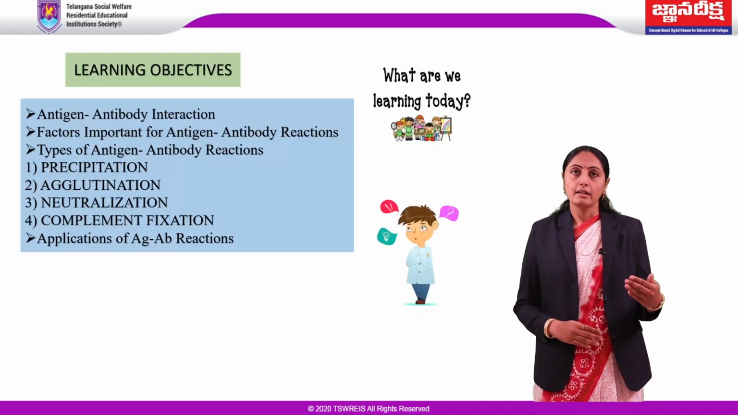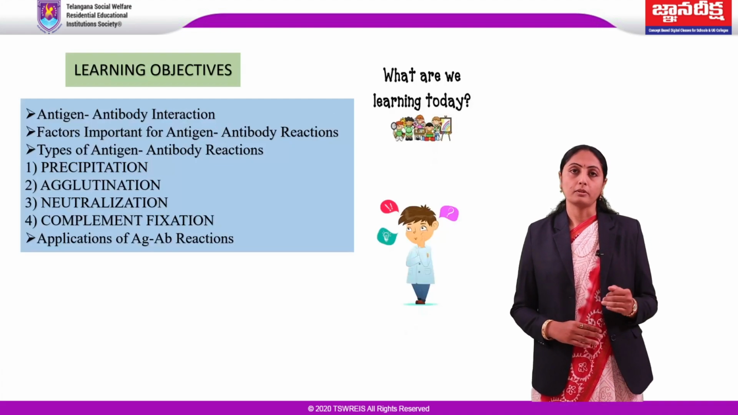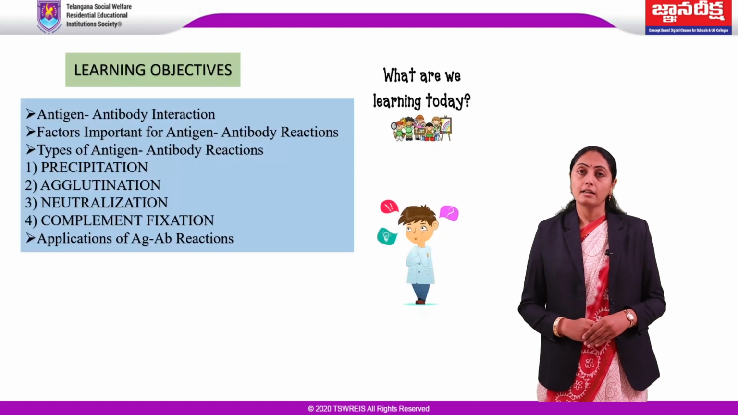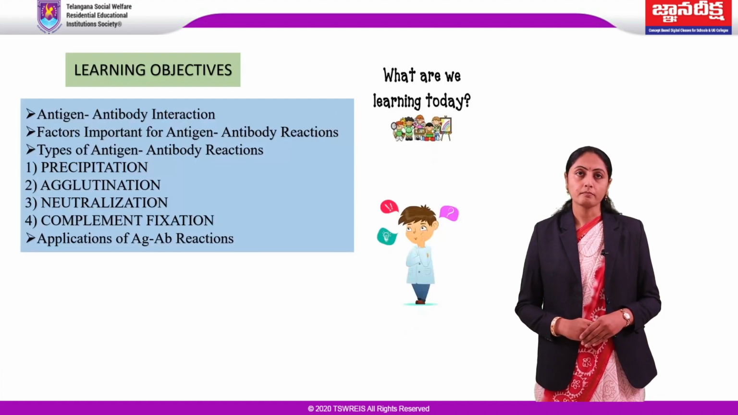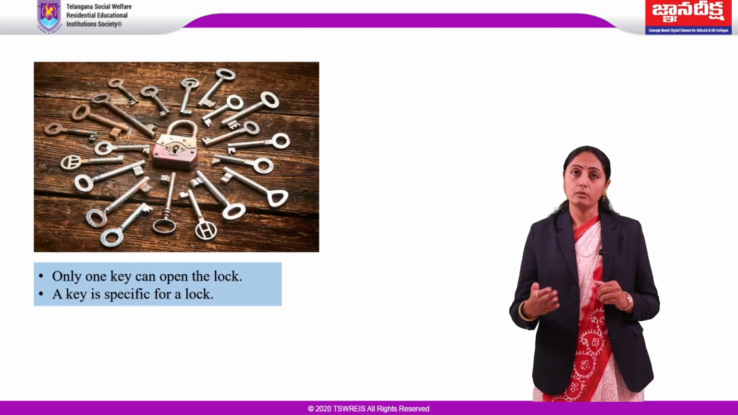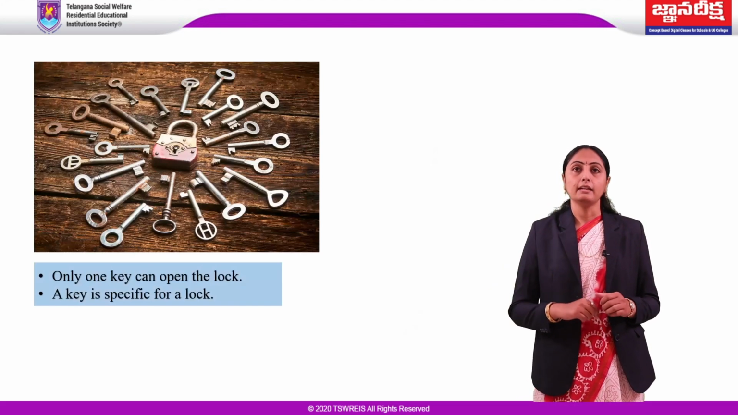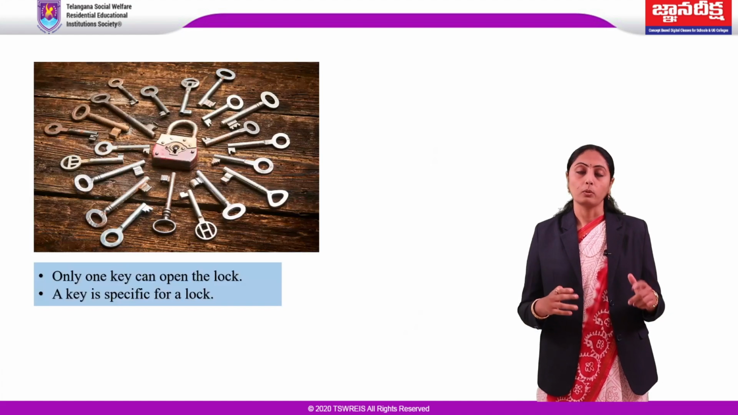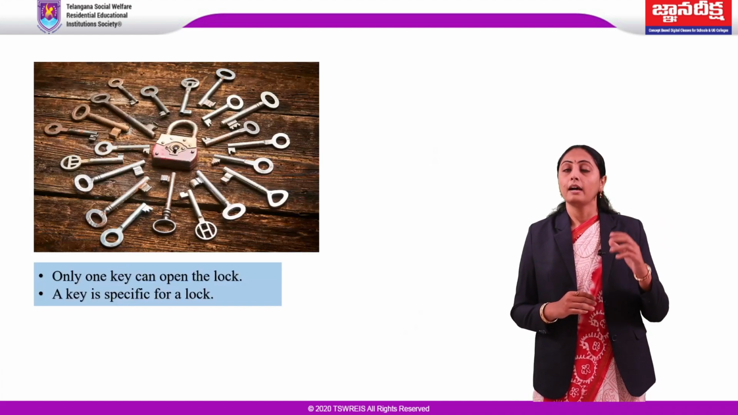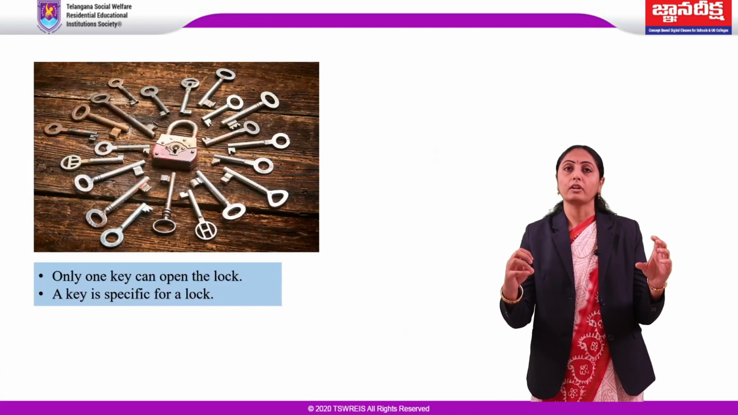Before we start off, let's understand the concept of antigen-antibody interaction by taking a simple example. In this figure, from all the different types of keys surrounding this lock, only one key can open the lock. So, a key is specific for a lock. In a similar manner, an antibody is specific for an antigen.